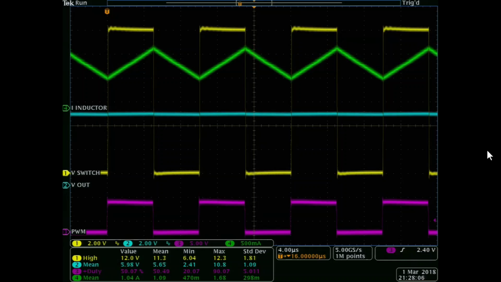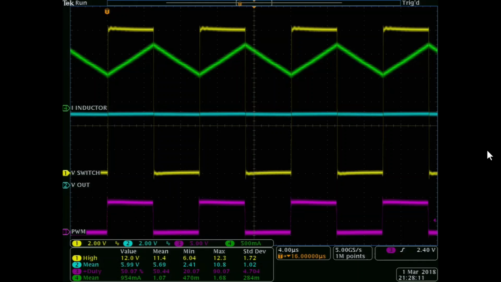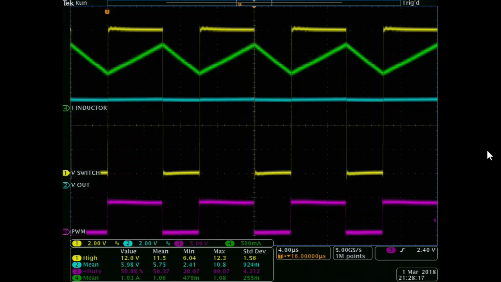And that's because, again, there's no term for output current here. The output voltage is duty cycle times input. So even if I change the output current, then the voltage doesn't change.